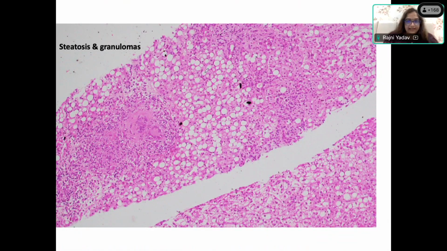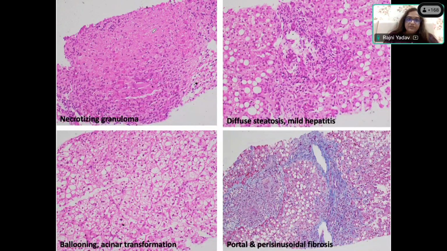Then the next case, again here we have a lot of fat. However, we again have granulomas. Now these granulomas are bigger and some of them show necrosis. Again in the portal areas we have inflammation, and these ducts are injured and proliferating. And here we have these ballooned hepatocytes. One patch of the biopsy is so different from the other. And these are completely swollen and pale.